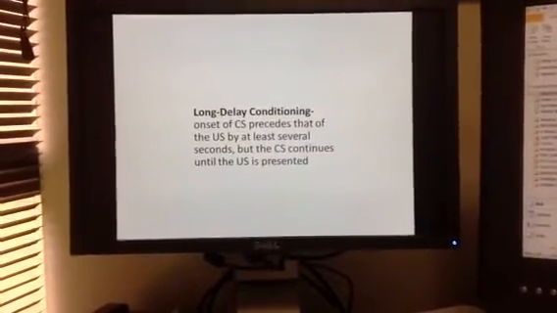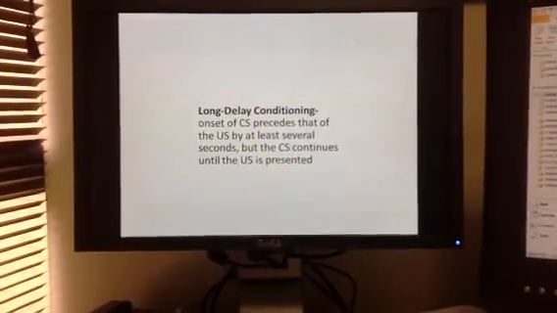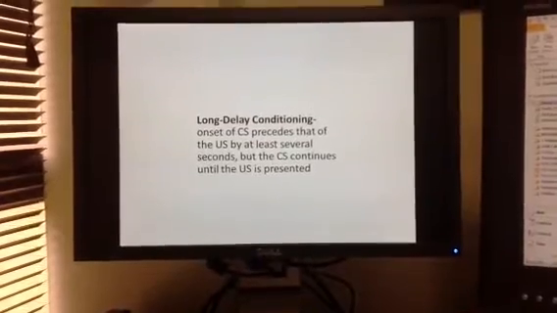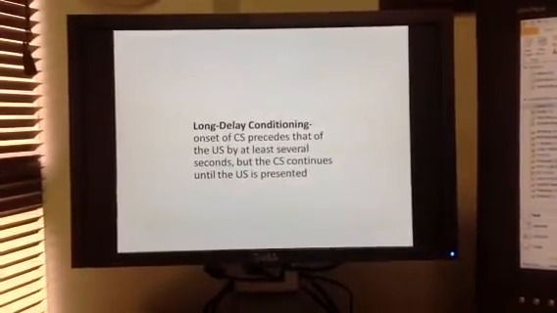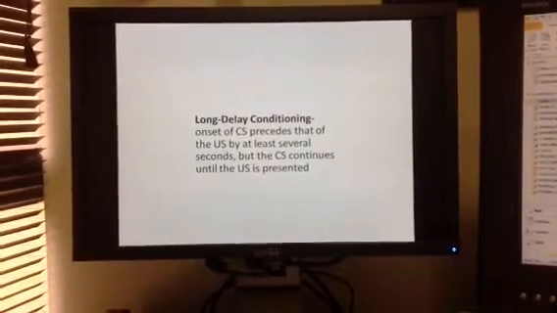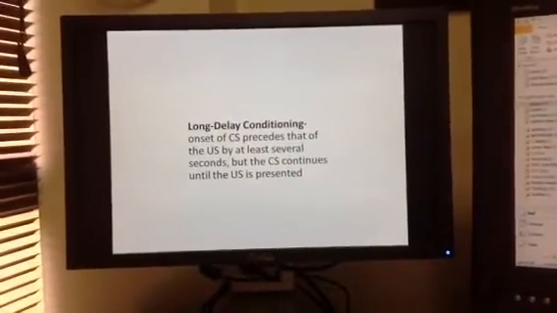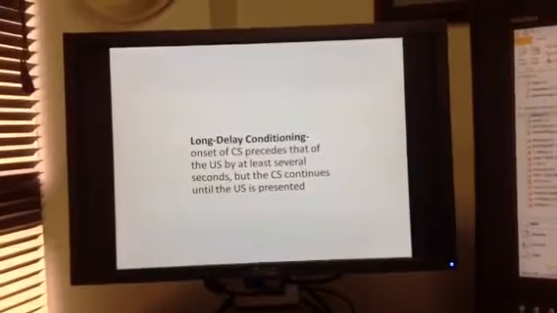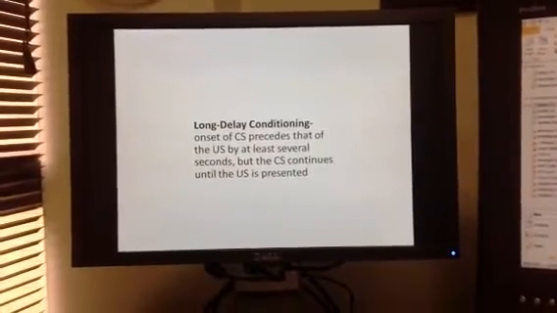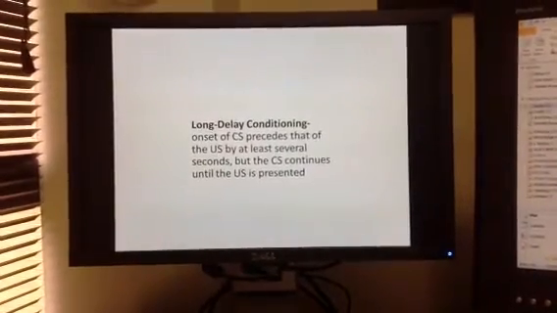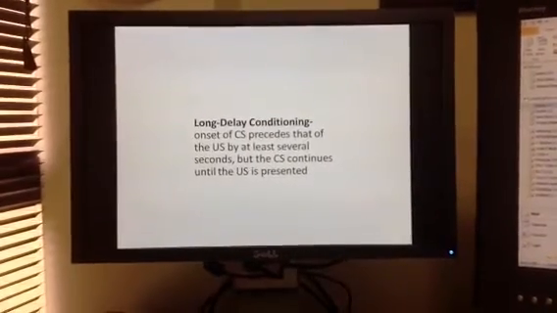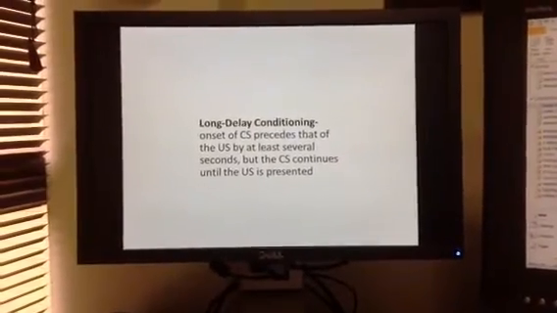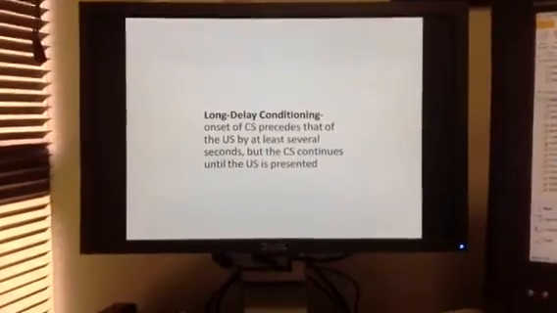So in Pavlov's example, we would take the CS, which is the bell, and of course it would come before the US. We would ring the bell a few seconds before the food is presented, and we would continue ringing the bell until and throughout when the US is presented. So it would go ring, ring, ring, ring, and it continues until the US, the food, is presented.